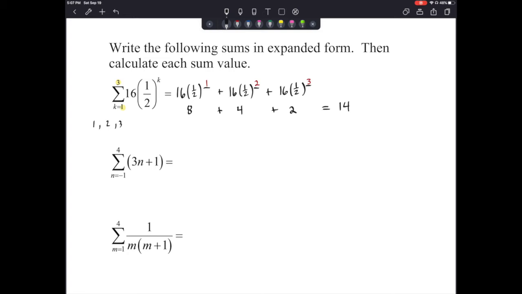Let's go to the second one. We're finding the sum from the negative first term to the fourth term, which means we're looking at the negative first term, the 0, first, second, third, and fourth. So it looks like we have about 6 terms in this one that we need to expand out. Let's do it. I'm going to set up a little template here. I'm going to have 3 times blank plus 1. And then we're going to add to that 3 times blank plus 1.